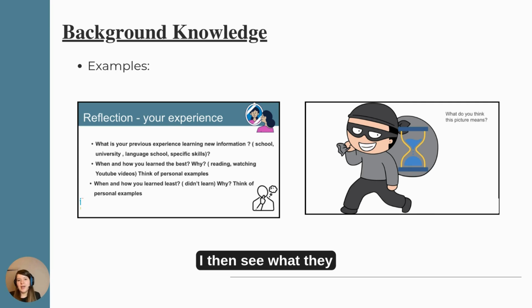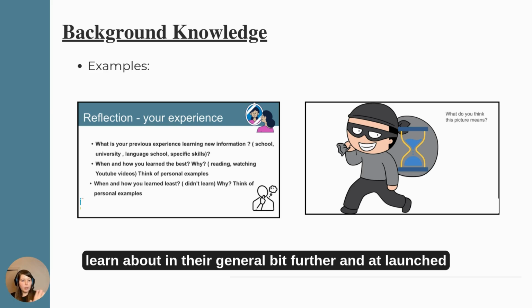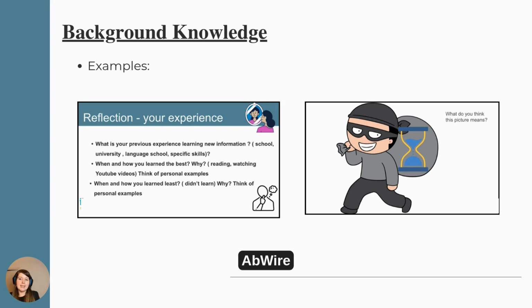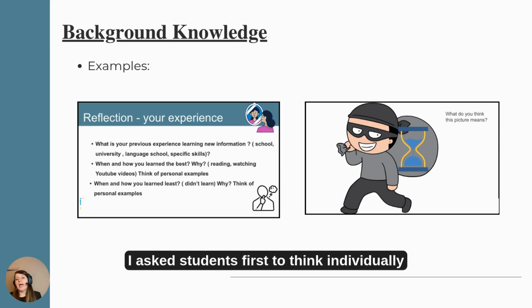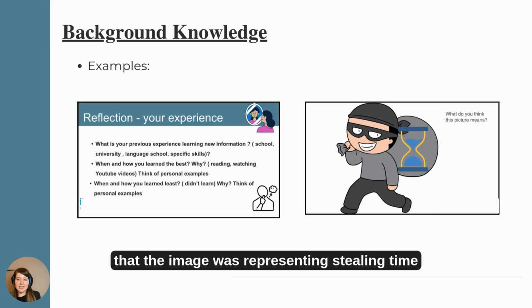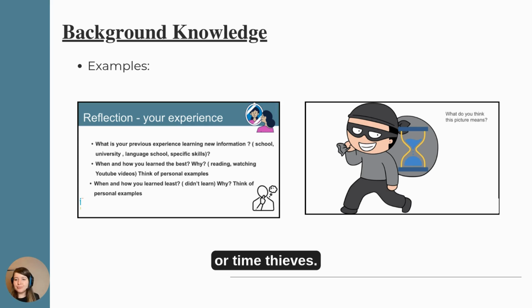And then the second example is a little bit more visual. I had this picture of a man with an hourglass on his back, and I used this as a thinking prop to introduce the topic of time management. I asked students first to think individually about what the image might mean and then discuss it with a partner. And after a few seconds or a few minutes, many of them realized that the image was representing stealing time or time thieves.